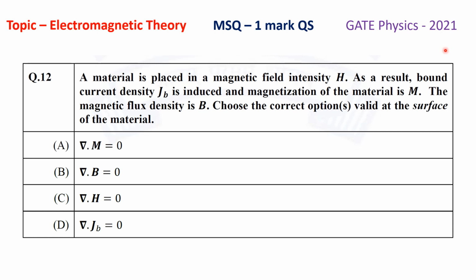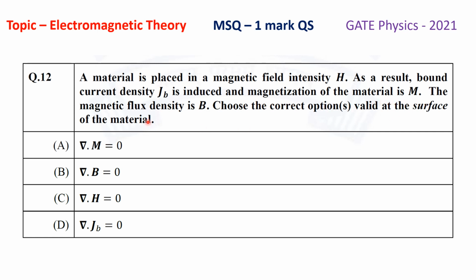This question was asked from the GATE Physics paper 2021. This is a multiple select question of 1 mark, and this question was asked from the topic electromagnetic theory. The question is, a material is placed in a magnetic field intensity capital H. As a result, bound current density JB is induced and magnetization of the material is capital M.